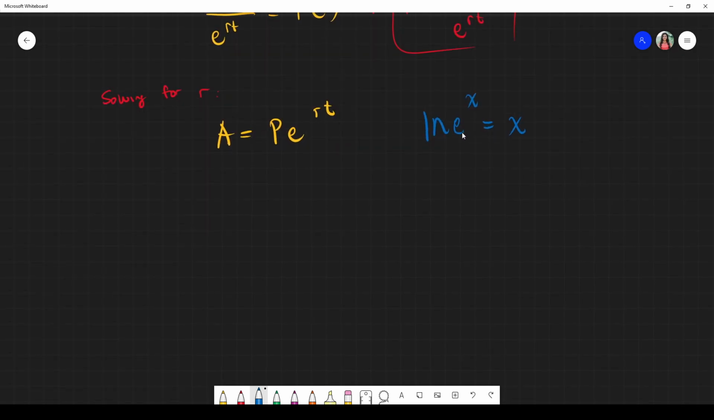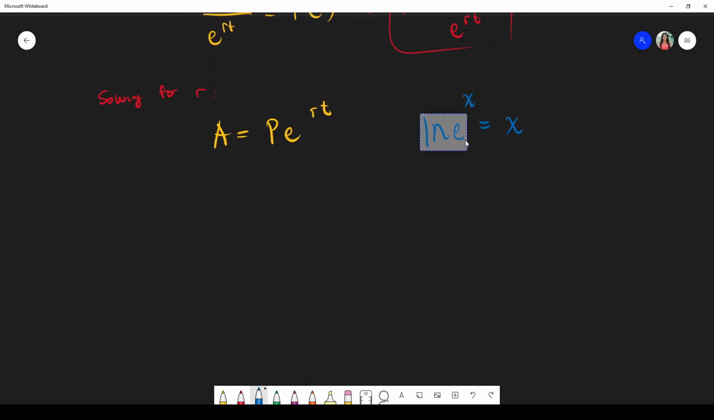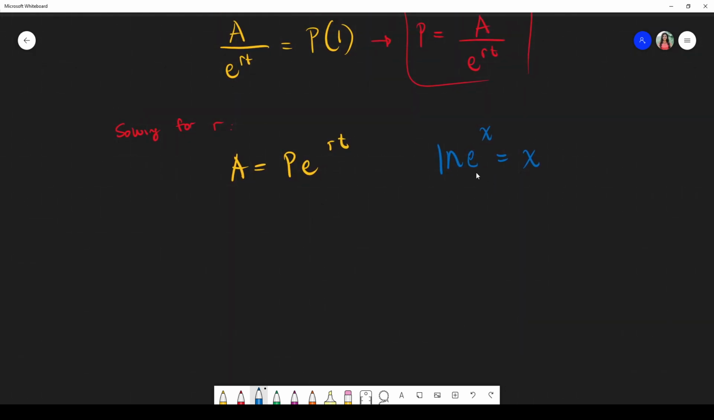So we have to recall again that the natural logarithm of e raised to x is simply x. We will use this identity for us to isolate our variable of interest, which is r in this case. Okay, so remember this identity. Now let's get back to our equation.